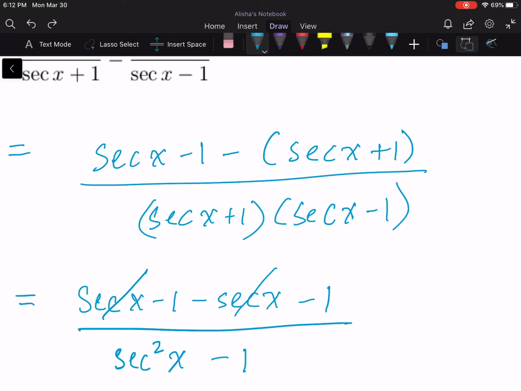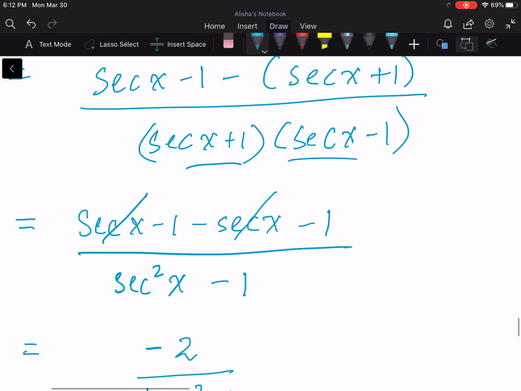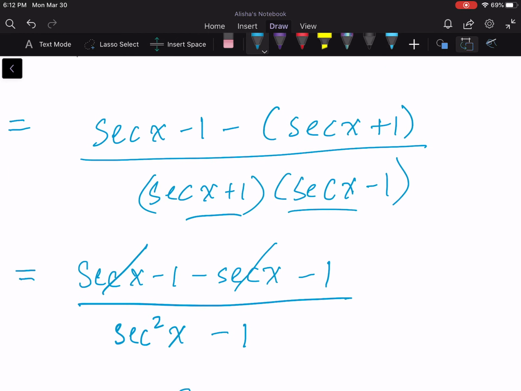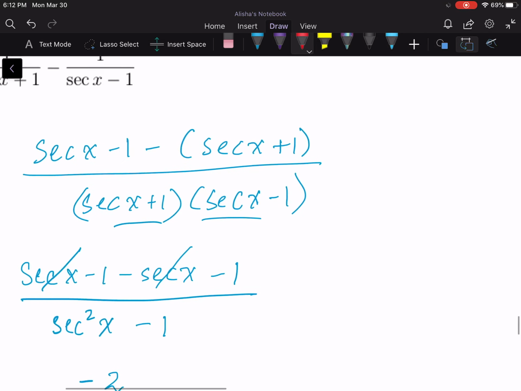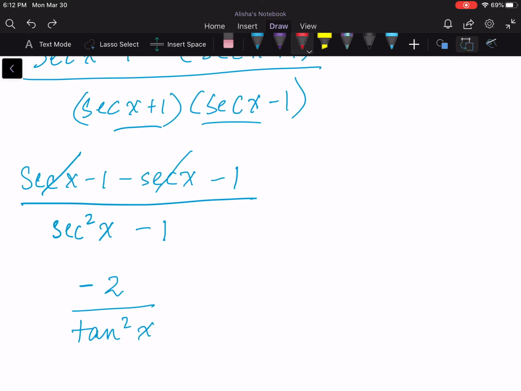But along the way, we've also got our denominator. Once we multiply those two factors, it simplifies down to secant square x, which is good for us because we have the Pythagorean identities, and for instance, it gives us that 1 plus tan square x equals secant square x, which implies that secant square x minus 1 is tan square x.